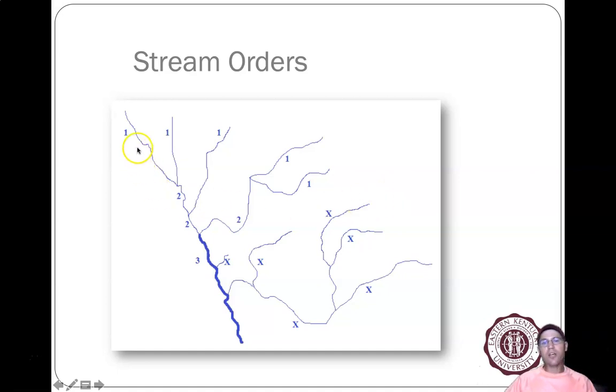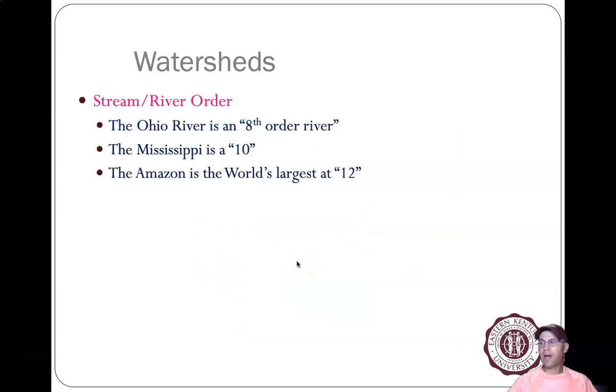So how do we number? Again, it takes a first and a first to become a second. It takes a second and a second to become a third. A second and a third do not necessarily make a fourth. You have to have a third and a third come together to become a fourth. A third and a second coming together, it's still a third order stream. All right? We're going to go through an example here in a second.